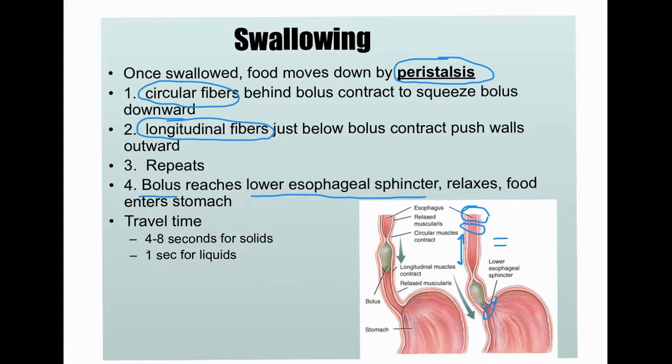Travel time takes 4 to 8 seconds between swallowing and the food actually entering your stomach. That's longer than I heard, but we'll go with that. And for liquids, since it just flows through, it doesn't even really require peristalsis. Liquid just flows through like a pipe. It gets there in about 1 second.